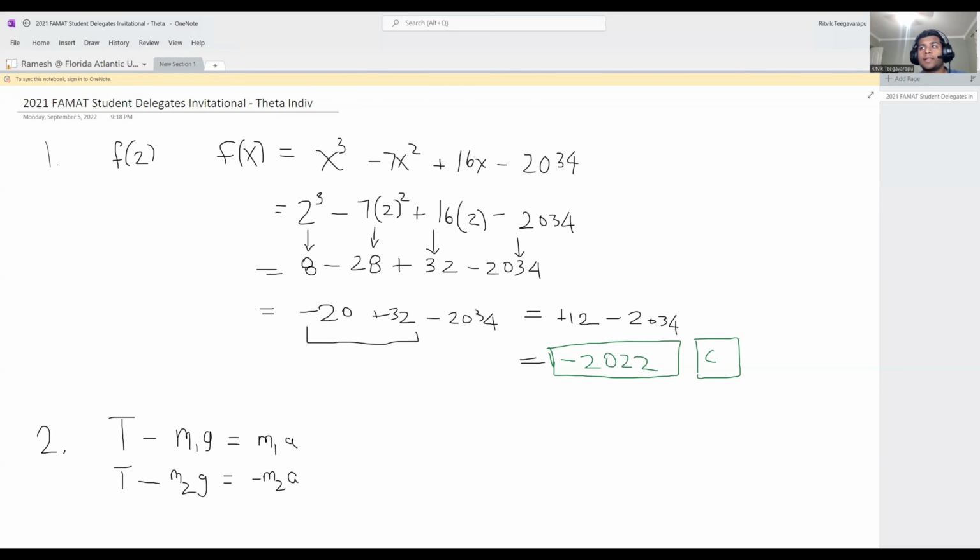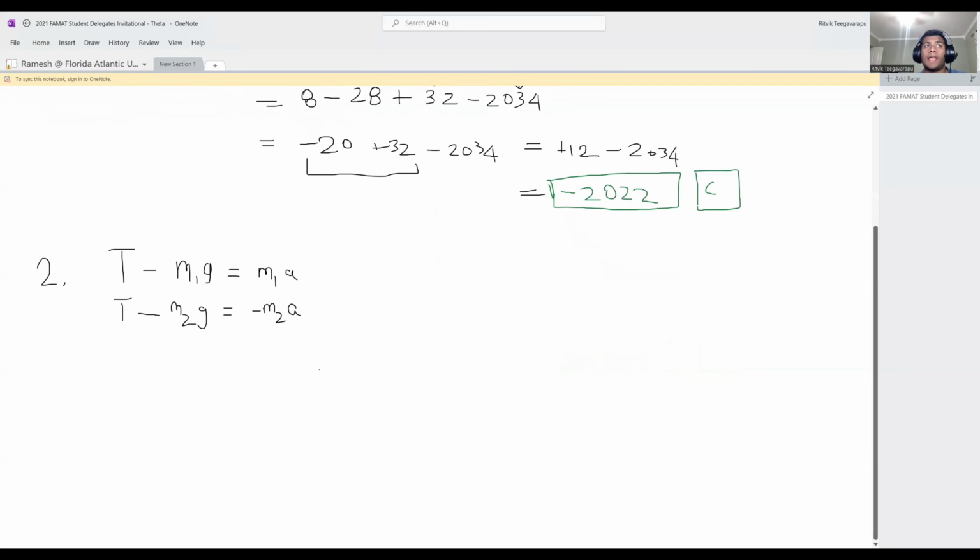The question asks us to solve for A. Now notice here that we're told to solve it in terms of M1, M2, and G, and there is no T here. So therefore, we need to eliminate T somehow. First thing we can do here is notice that both the T's are positive, which means I have to subtract one from the other. To keep it convenient, I wouldn't like the negative sign here just in case I make a mistake, so I'm going to subtract the second one from the first one.